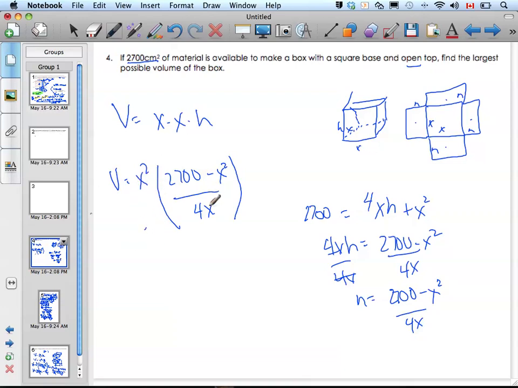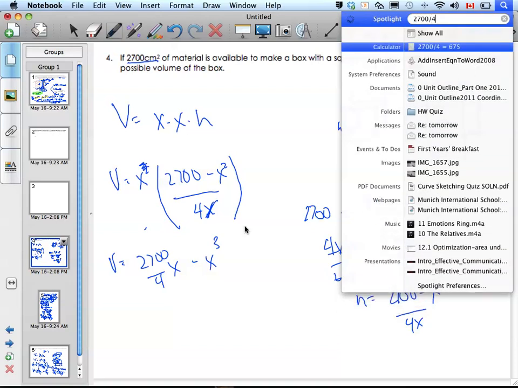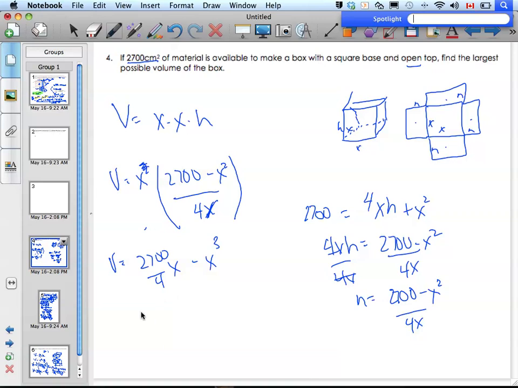Now, solving this, I can cancel this x with one of those x's. And so then for the volume, I distribute the x in, and I get 2,700x minus x cubed, all over 4. 2,700 divided by 4 is 675. So I get 675x minus x cubed, over 4, yes. Can't forget that part, because there's a 4 down here. Always good to double check your work.